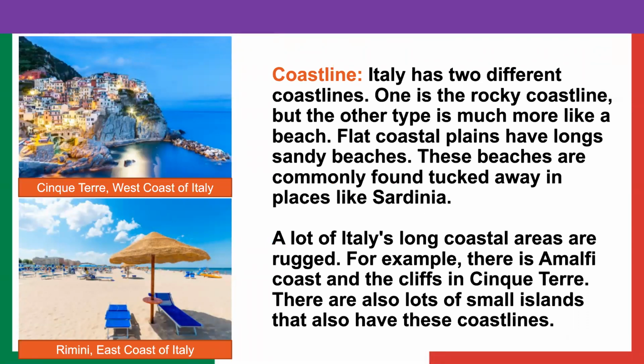A lot of Italy's long coastal areas are quite rugged. For example, there is Amalfi Coast and the cliffs in Cinque Terre. There are also lots of small islands that have these little coastlines. So we can see there are a lot of rocky areas here. And there are some small islands with these kind of coastlines too. You see the difference in those two pictures.